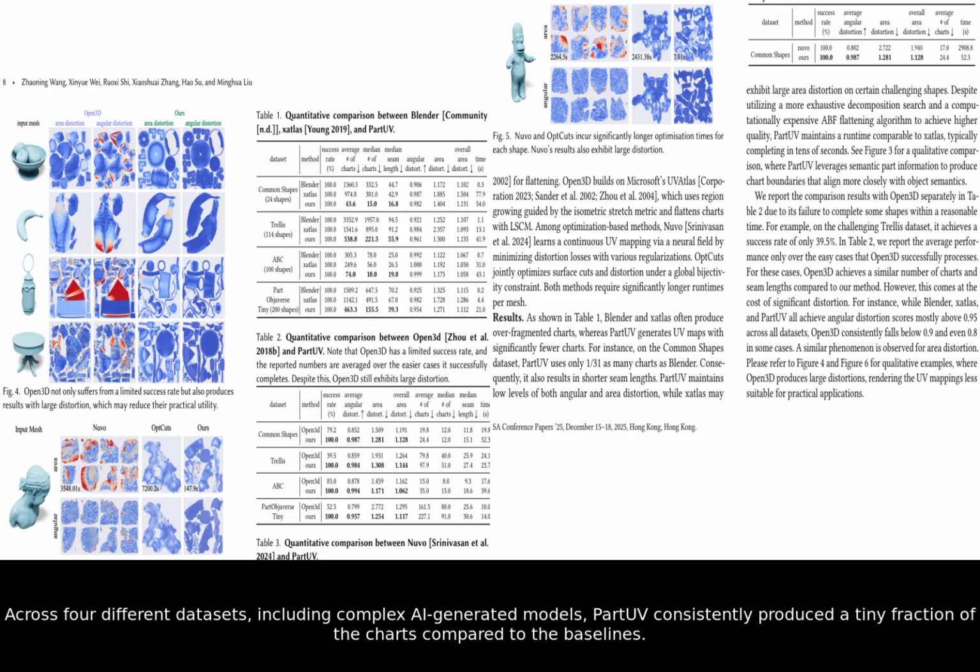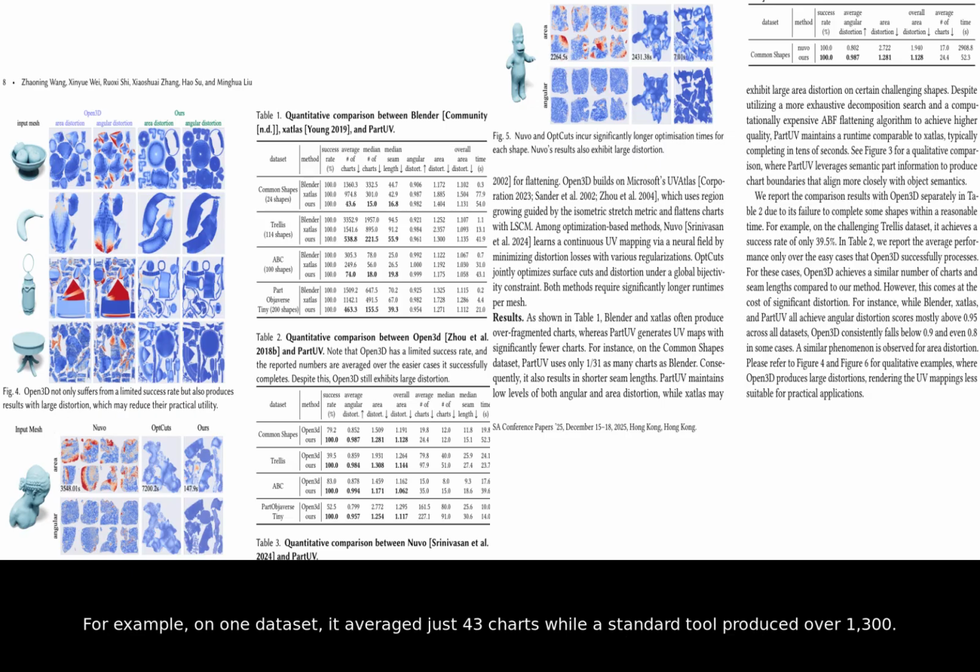Across 4 different datasets, including complex AI-generated models, PartUV consistently produced a tiny fraction of the charts compared to the baselines. For example, on one dataset, it averaged just 43 charts, while a standard tool produced over 1,300. And it does this while maintaining low distortion and running at a comparable speed.